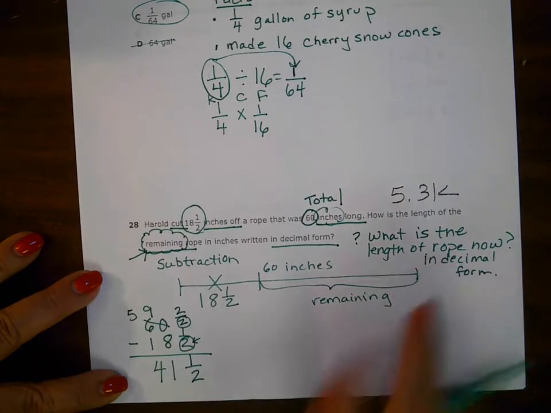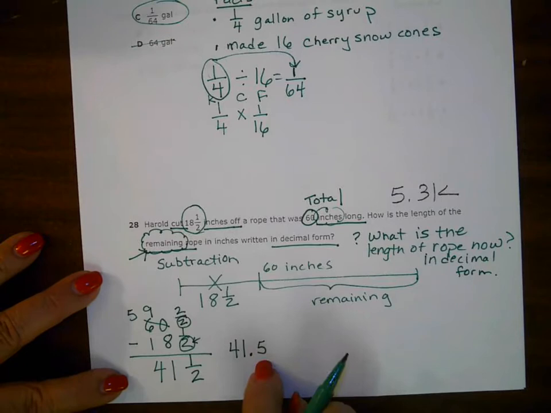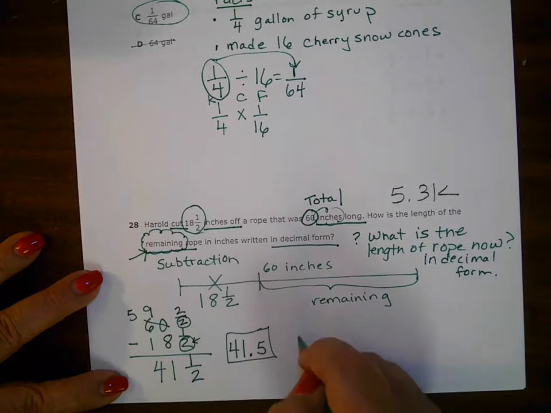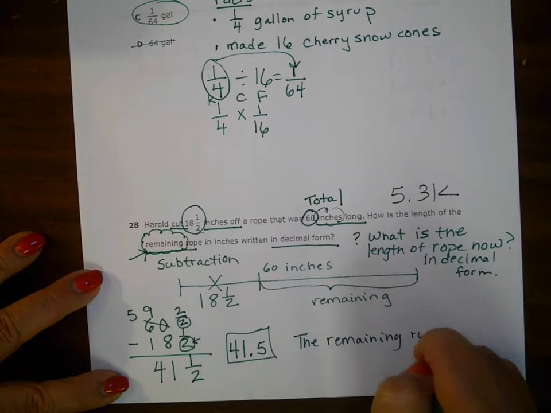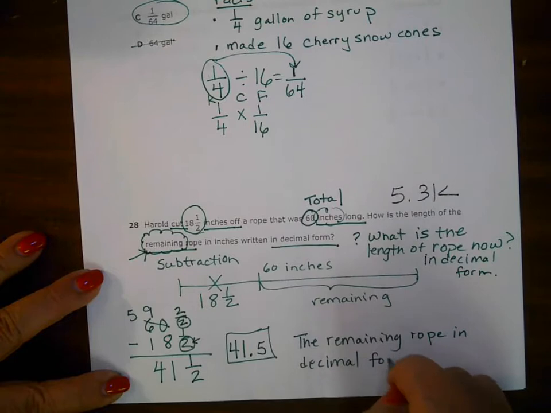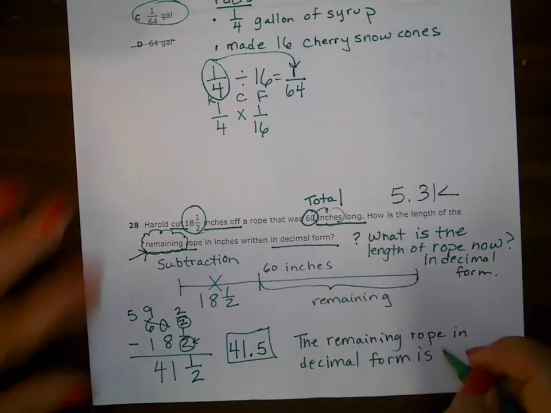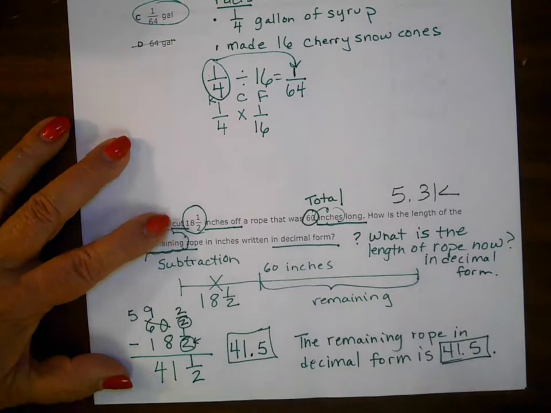But it said to do it in a decimal form. So it's going to be 41. And remember, 5/10, it's like 50 cents, half of $1. So it's 5/10. So this is the answer. So the remaining rope in decimal form is 41 and 5/10. Guys, you're going to have to bubble this in.